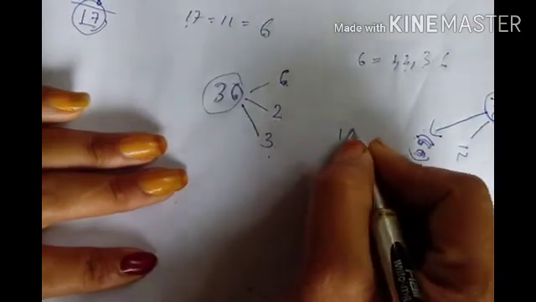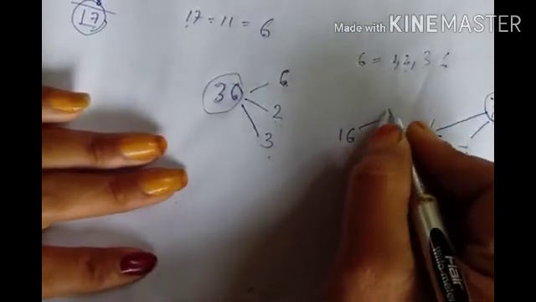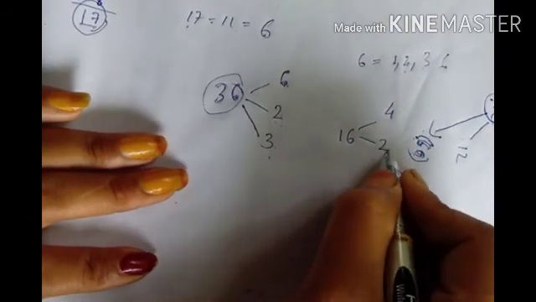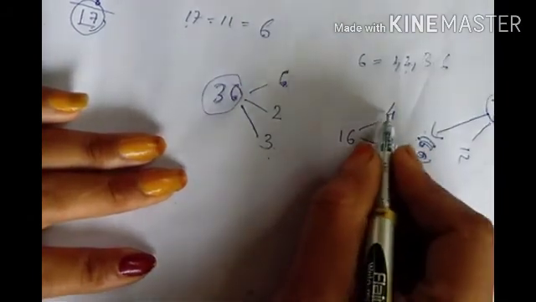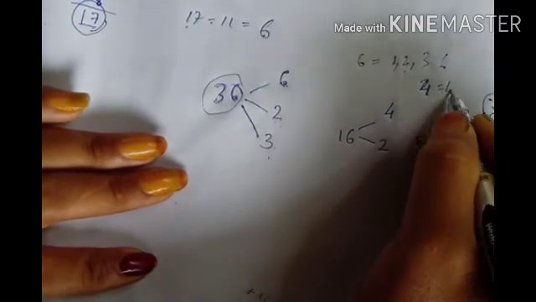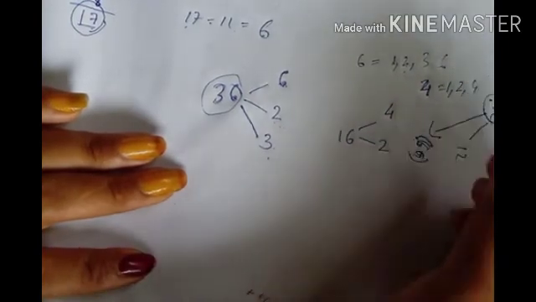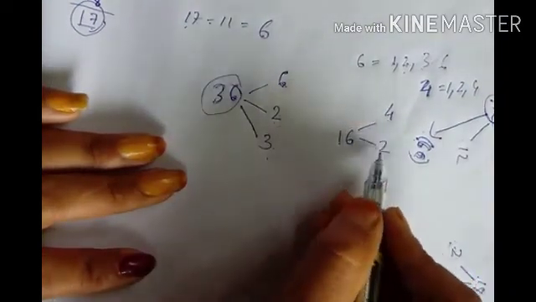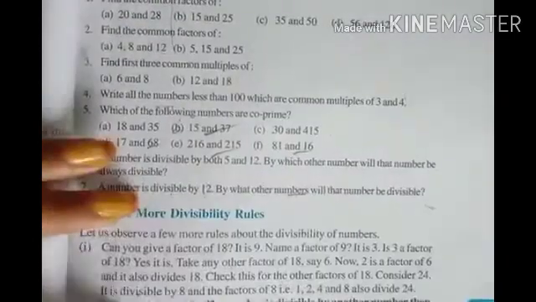Suppose I give one more example, 16. Suppose this number is divisible by 4, isn't it? Then this number will also be divisible by 2. Now the factors of 4 are 1, 2 and 4, isn't it? So this 16 will also be divisible by the factor of 4, that is 2.